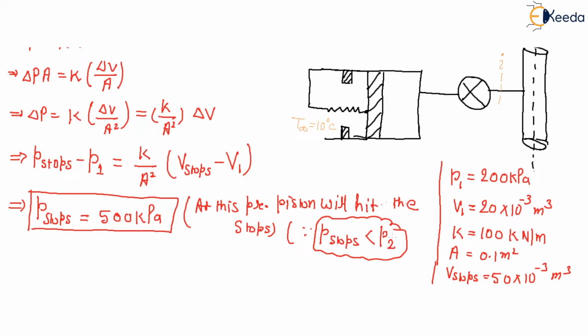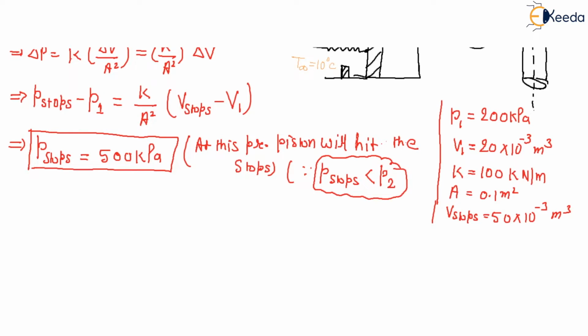So this will hit the stop, right? Why? Because this is the pressure at the stop. You all calculate the pressure at the stop. The pressure at the stop is 500 kilopascal, and the final pressure is given as 800 kilopascal. So it will hit the stop. See, in any examination it is like that.